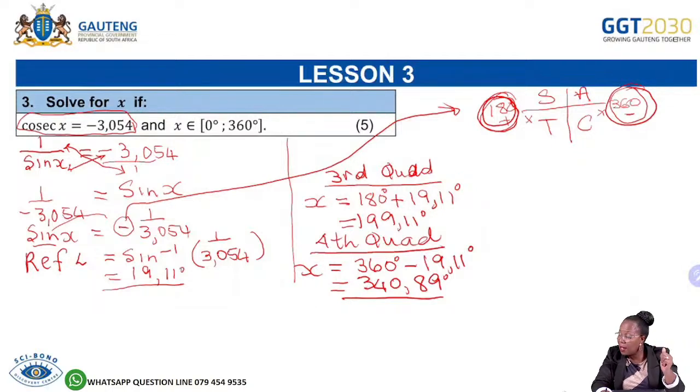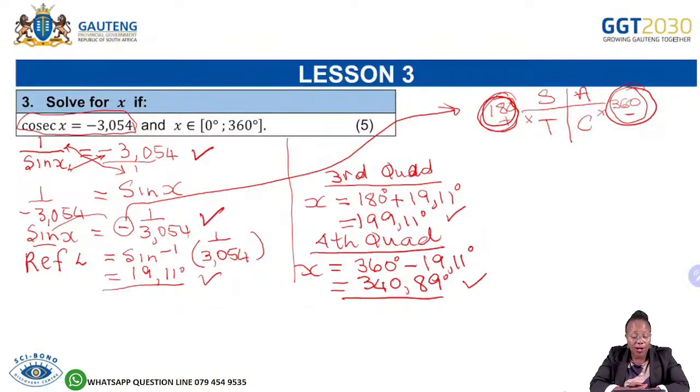And then the first mark goes to changing to its reciprocal. Number 2, we end up with sine x equal to minus 1 over 3,054. The third mark goes to the reference angle 19,11. The fourth mark for the first value in the third quadrant, the last mark for the value in the fourth quadrant. Therefore, this is the allocation of your 5 marks, grade 12s.